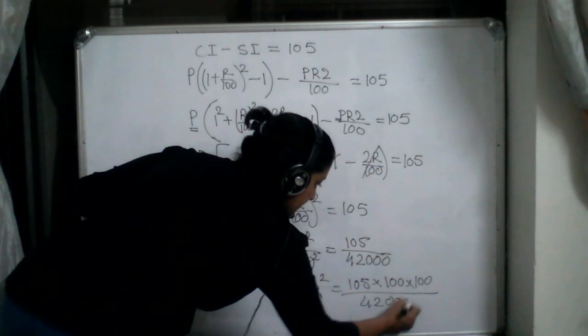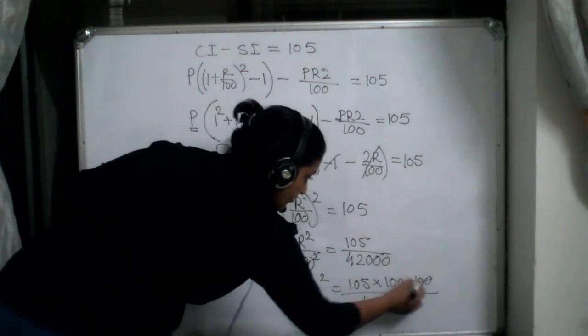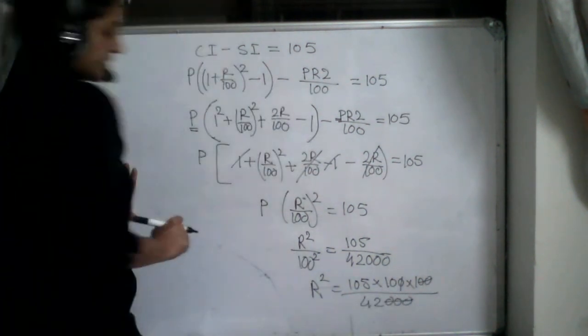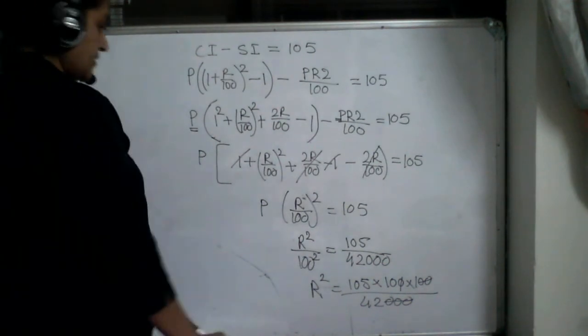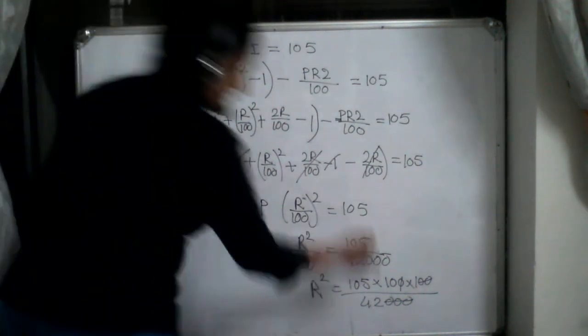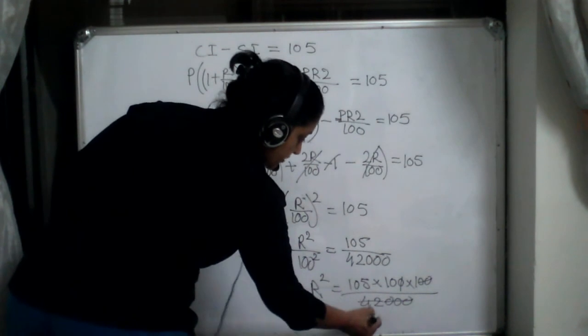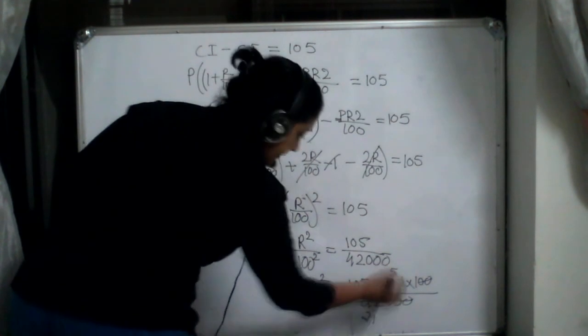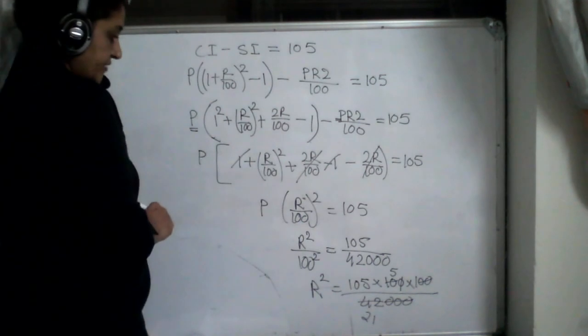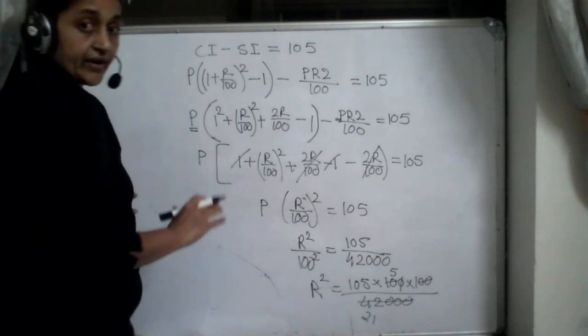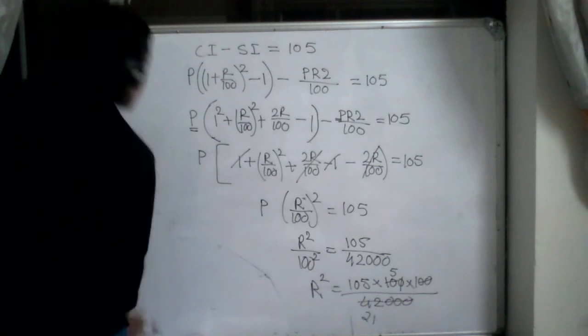42,000. Now 3 zeros from here, 2 from here and 1 from here will get cancelled. Now 105 into 10 upon 42 we have. Now we can cancel this also. 2 2s are 4, 2 1s are 2, 2 5s are 10. Now 21 what is 105? 21 5s are 105. Now let me erase this part so that we can go ahead.